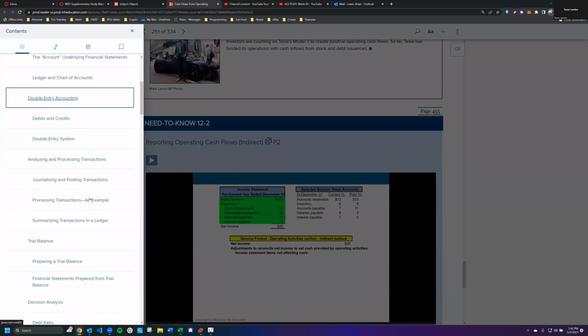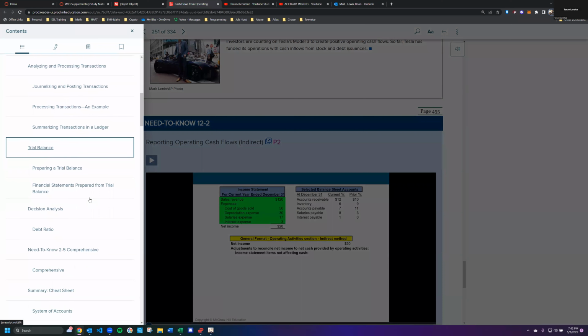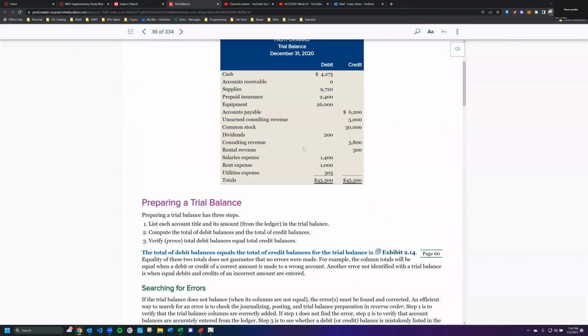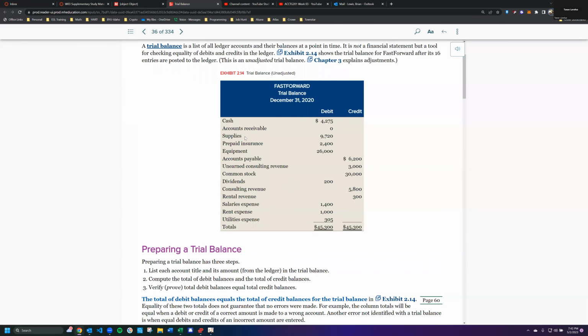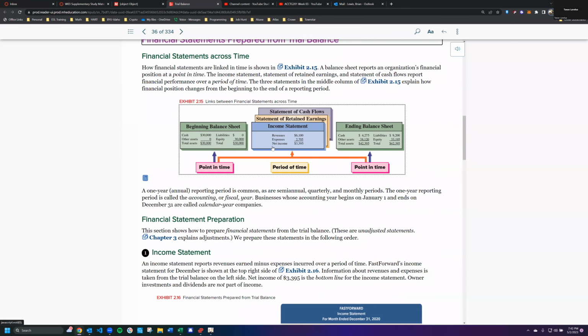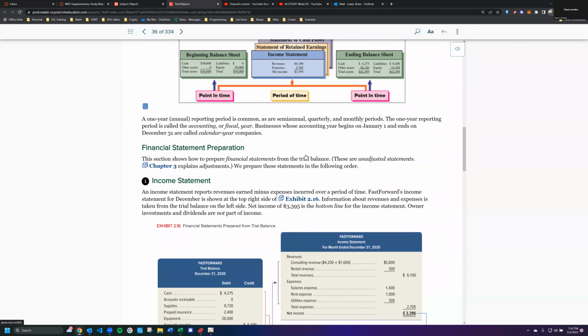Right, so financial statements. There's your trial balance. So this is your trial balance. This is exactly what I just did, right? Accounts, debits, credits, all equal the same number. And then you get your balance sheet, income statement, and all these other statements in the back.